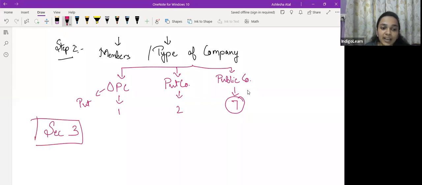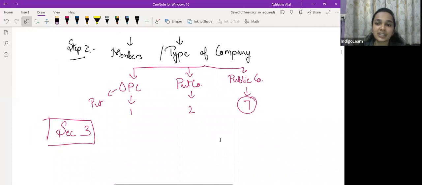Section 3 बोलता है if a person wants to start a public company, he can do so with minimum 7 members. So minimum 7 चाहिए या उससे ज्यादा. Private company के लिए minimum 2 or more than that. OPC के लिए only 1 member would be required. Only 1 member would suffice the purpose in a situation where a one-person company has to be incorporated. So let's have a look at section 3.